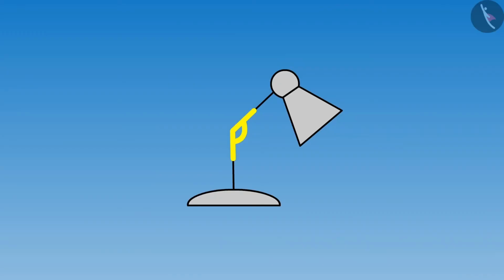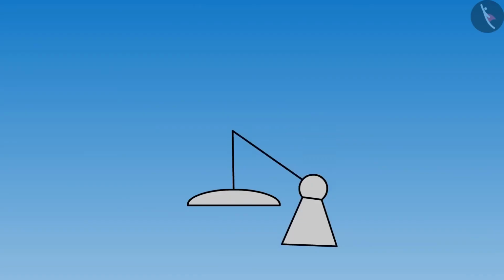"Yes, now look at the magic." Meena bends the handle of the lamp and makes it look like this and says, "Now tell me, Riva, which angle is this?" "Hey, this looks like L. That means it is a right angle." "Yes. Do you want to see the magic again?" Meena bends the handle of the lamp again and makes it look like this. Riva gets surprised and says, "This angle is less than a right angle."